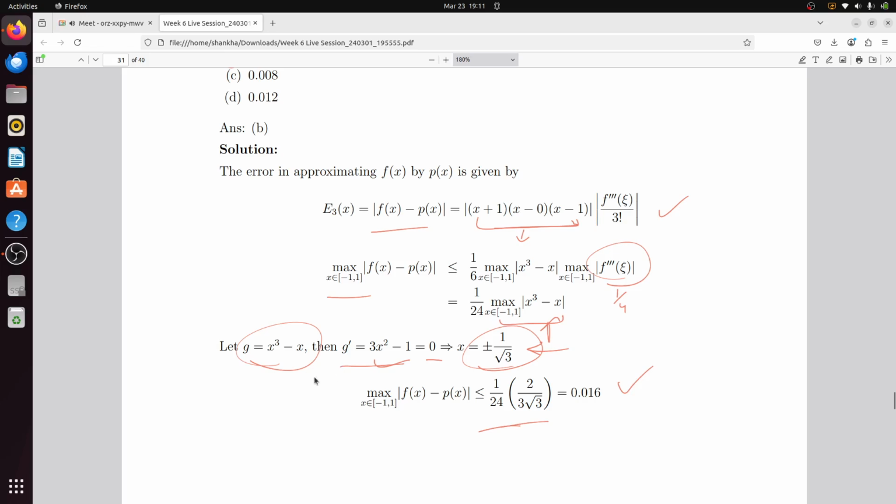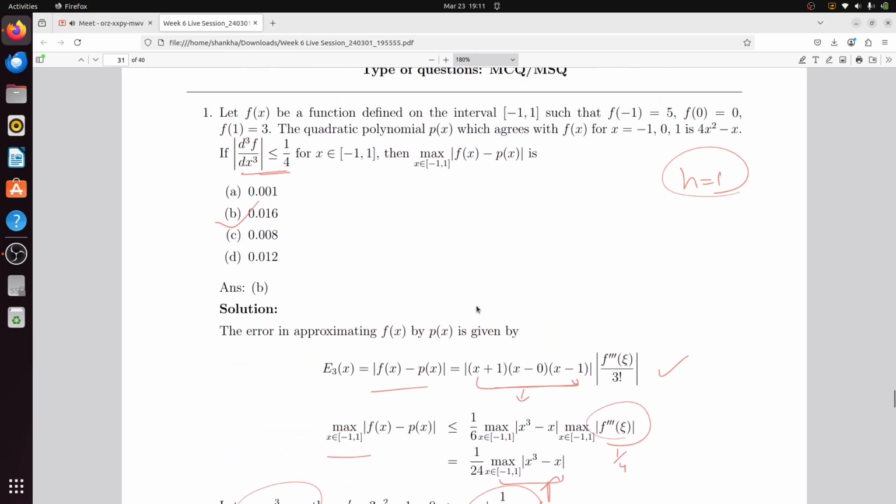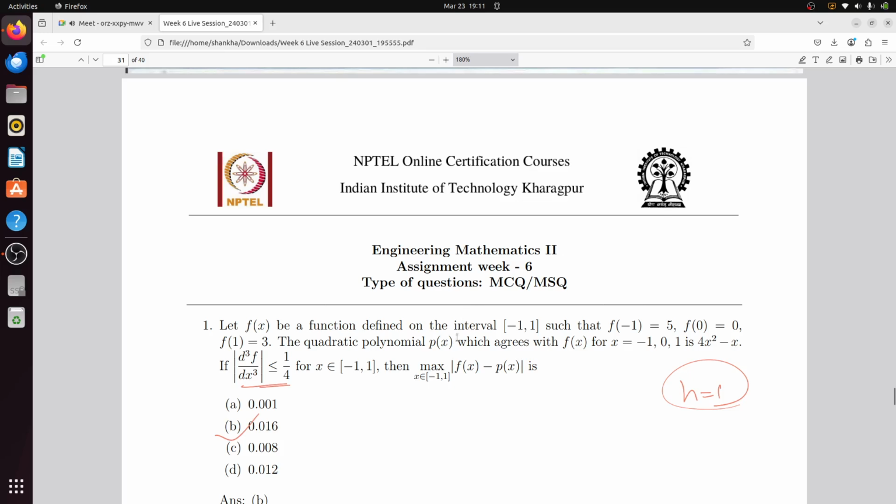Let g equal to x cube minus x, then g prime will be 3x square minus 1, and it is 0 at x equal to plus minus 1 by square root of 3. So that means max of modulus f(x) minus p(x) is less than or equal to 1 by 24 into 2 by 3 into square root of 3, equal to 0.016. So that is the answer. A very nice problem, and I hope it is understandable to you. The same problem has been given in the assignment.